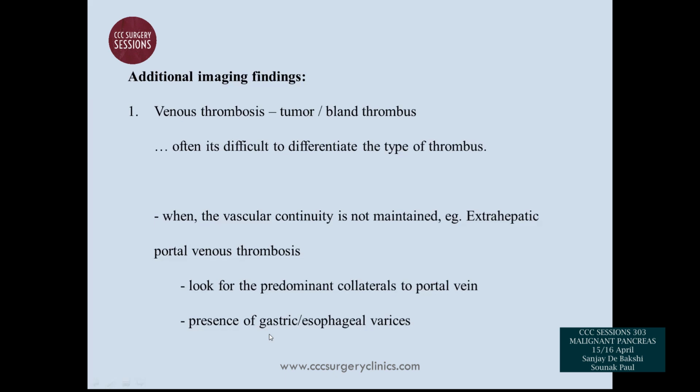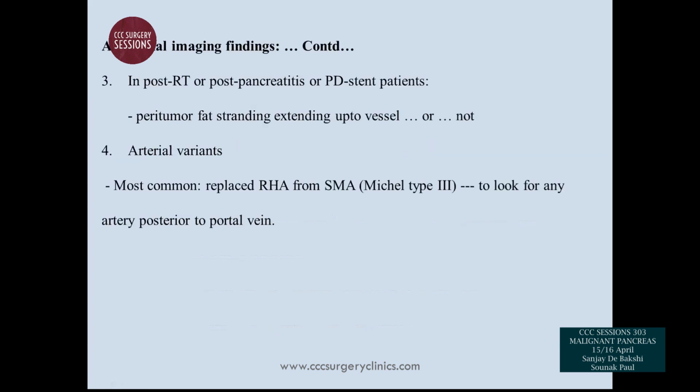When there is a thrombosed segment, we always look out for predominant collaterals to the portal vein and whether there are any gastric or esophageal varices. A few additional things that we need to look out for are the peritumoral fat stranding, whether it extends up to the vessel or not. This makes the surgical maneuver difficult because of the extensive amount of fibrosis in the perivascular region.